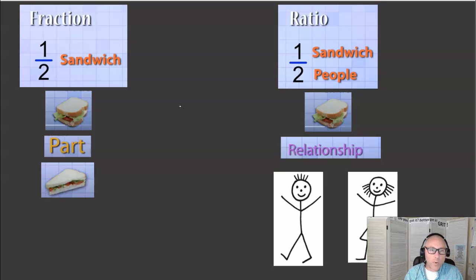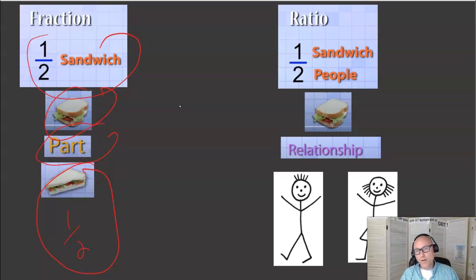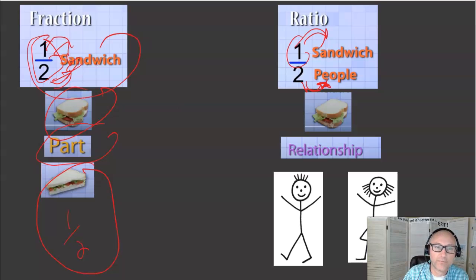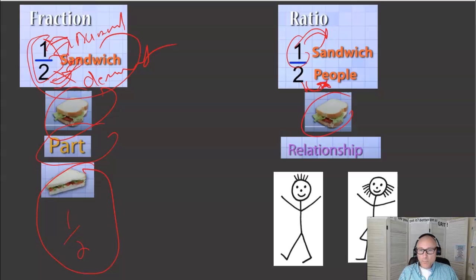Now, a fraction is part of something. So we take a sandwich, we say half. A fraction is just going to be half. That's what that represents in this case. It's one thing. But here, this is one sandwich and 2 people. Here, this is just half a sandwich, one number describing the sandwich. Here, the top represents the sandwich and the bottom number represents the people. Notice I didn't say numerator and denominator because it's not numerator and denominator. That's reserved for fractions. Only fractions get that honor of numerator on the top and denominator on the bottom. So, one sandwich and then 2 people.